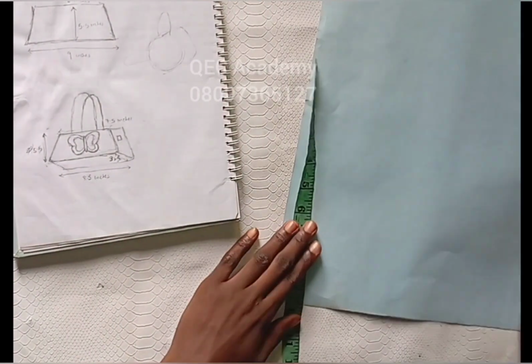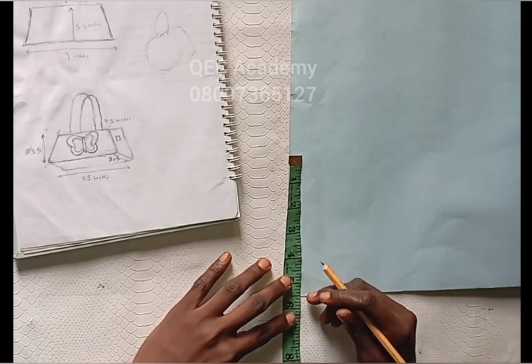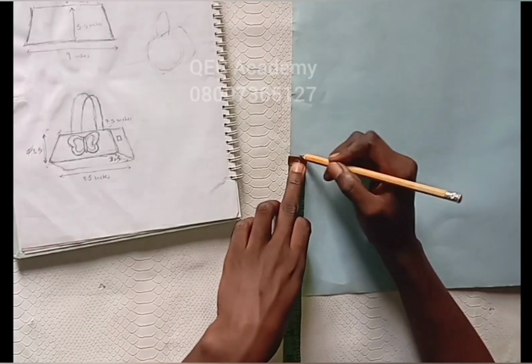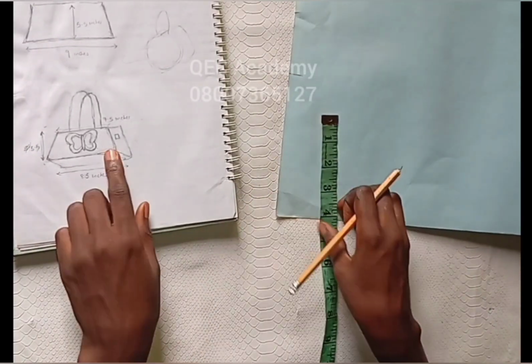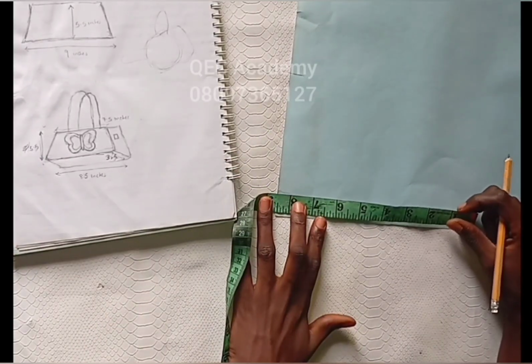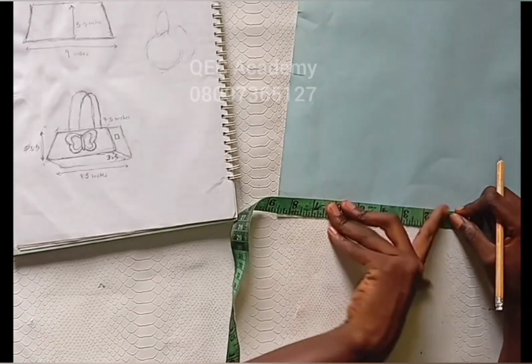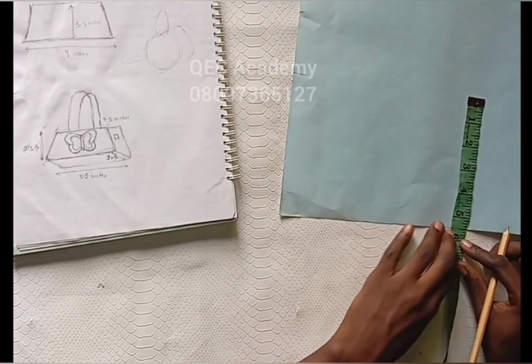So I'm going to measure, let's measure the height first. That's 5.5. Watch closely, this is 5.5. And then I'm going to measure the 8.5. For the bottom, that's 8.5. We measure 5.5 here as well.